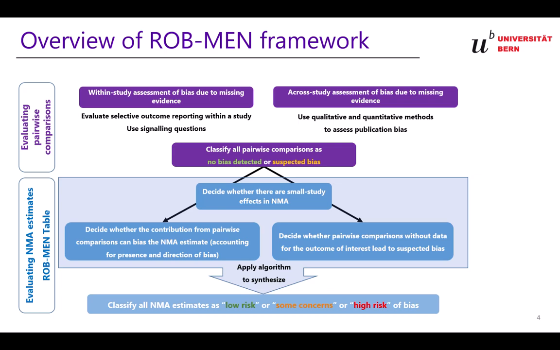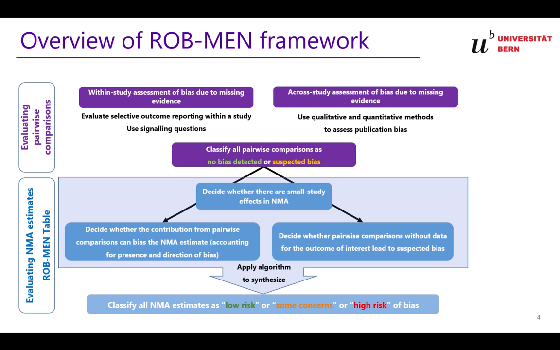This part includes a within-study assessment of bias, which is what we commonly call selective outcome reporting bias, and an across-study assessment of bias, which we commonly refer to as publication bias. Based on this two-part assessment, a level of no bias detected or suspected bias with relevant direction is assigned to each pairwise comparison. The second part, in blue, shows the assessment of risk of bias at the network level, which is the main output of interest of our tool, and it is recorded in the RobMan table.